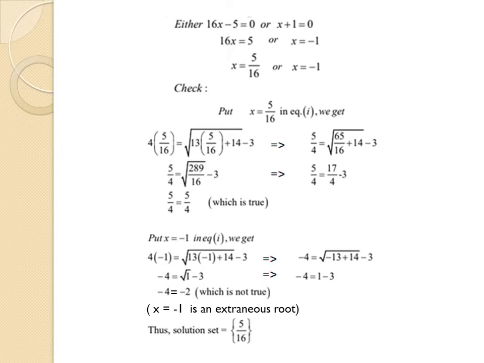we get minus 4 is equal to minus 2, which is not a true statement. It means x is equal to minus 1 does not satisfy our given radical equation. That's why it is an extraneous root. So we exclude x is equal to minus 1, and our solution set comprises only 5 by 16.